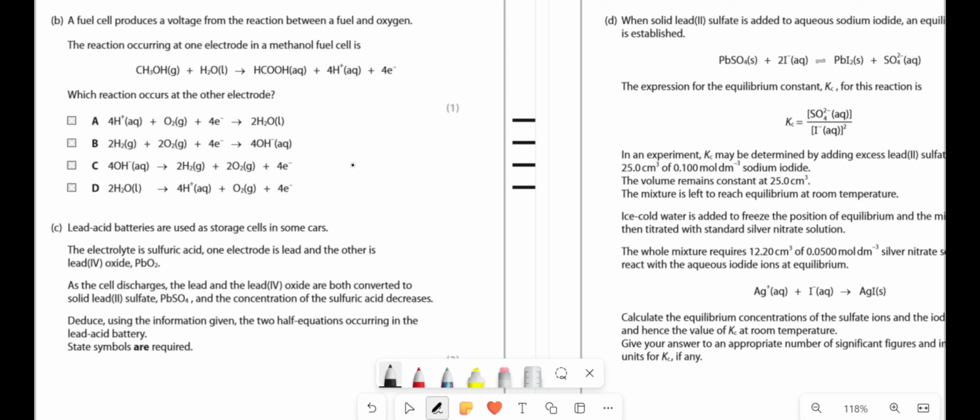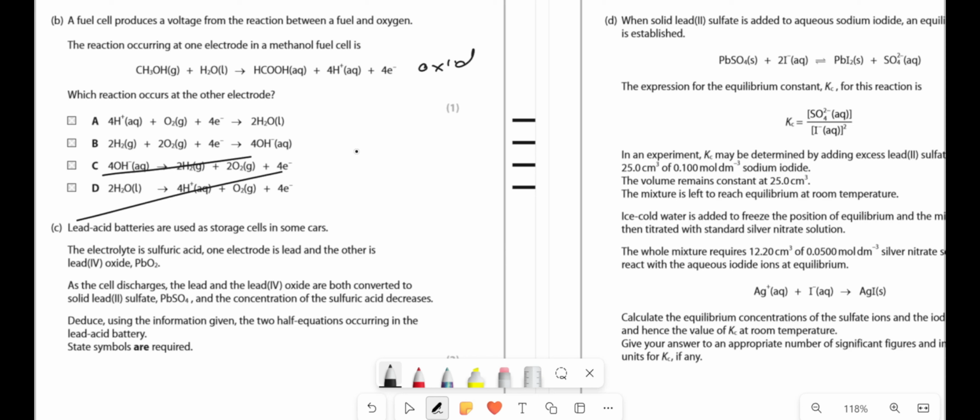A fuel cell produces a voltage from the reaction between a fuel and oxygen, and the reaction occurring at one electrode in a methanol fuel cell is this. What happens at the other one? You can first of all work out what's going on. So you've got CH3OH plus H2O, and we're giving out electrons, so this is going to be oxidized. So already off the bat, we know it's got to be one of the ones that's reduced.